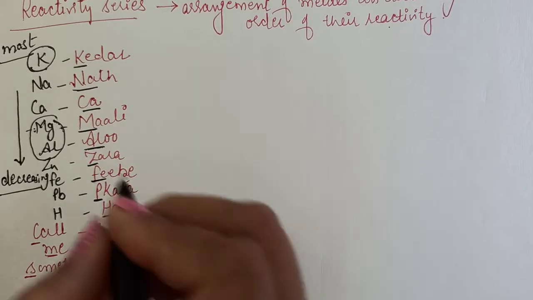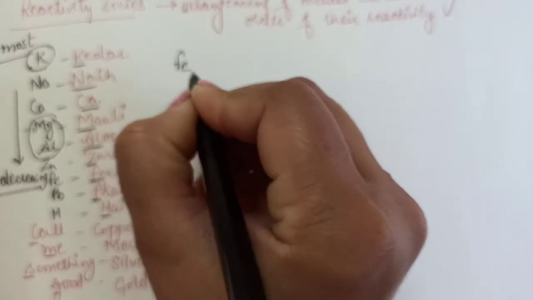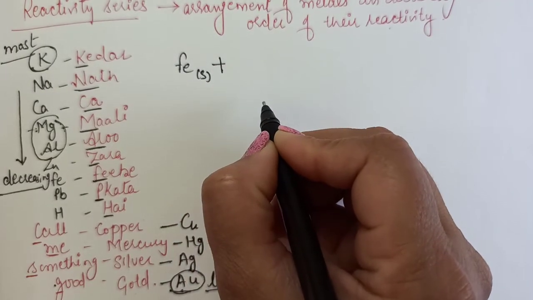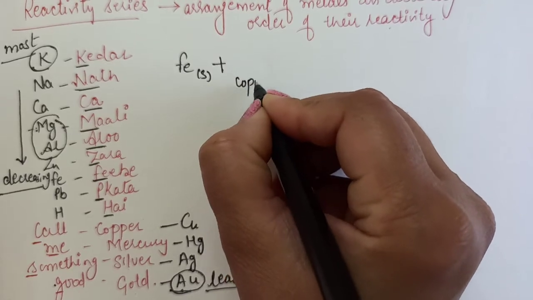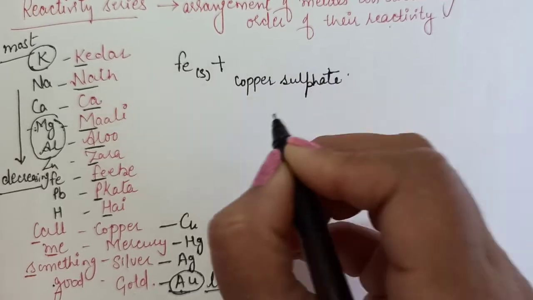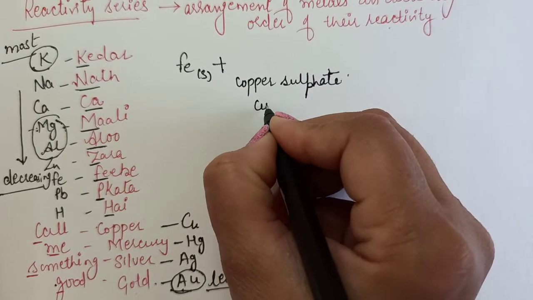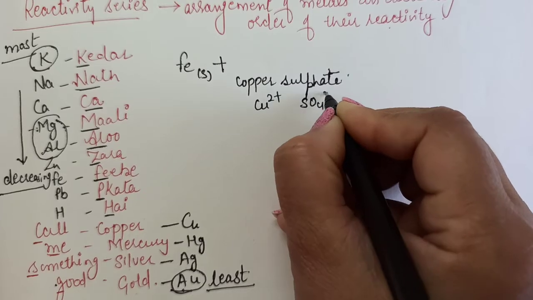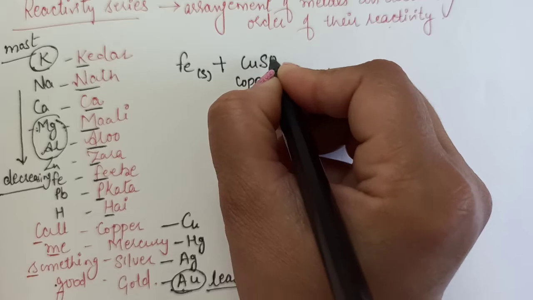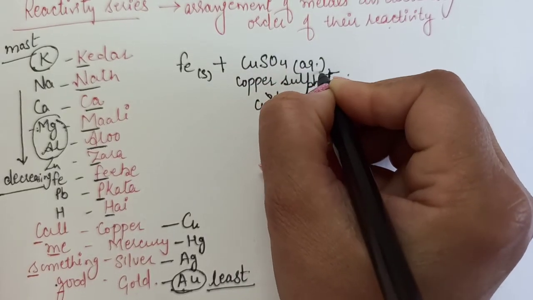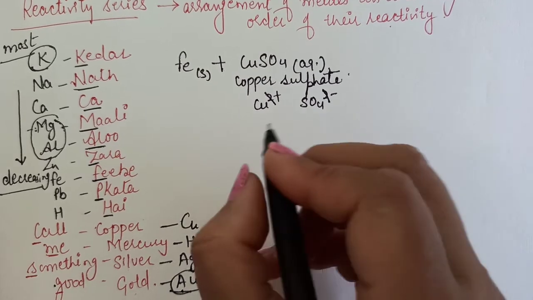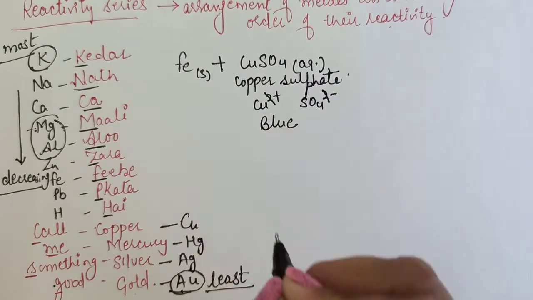So what happens in this reaction? Iron, in solid form, plus copper sulfate solution. Copper Cu2+, sulfate SO4 2-, the 2s will cancel, so it will be CuSO4. It is the aqueous solution, which means the solution is prepared in water, and it is of blue color.